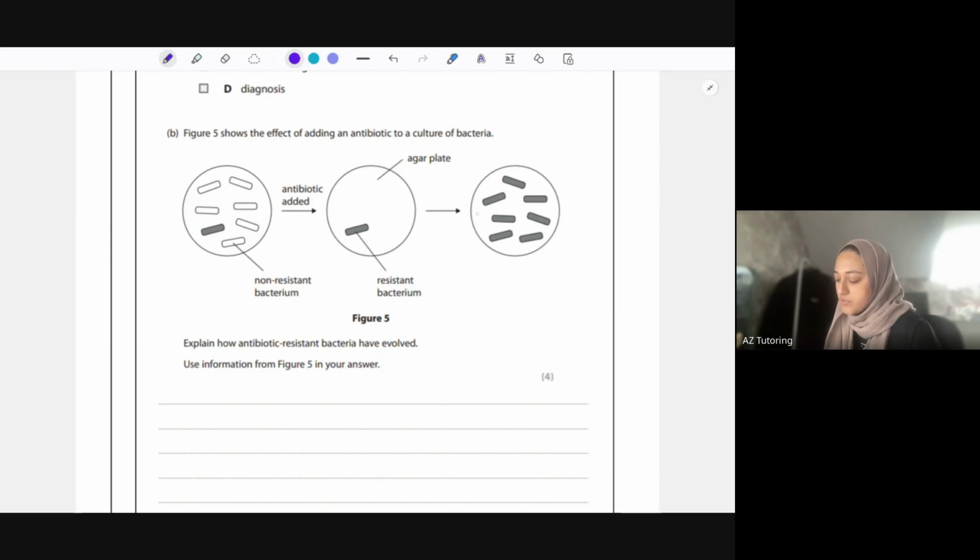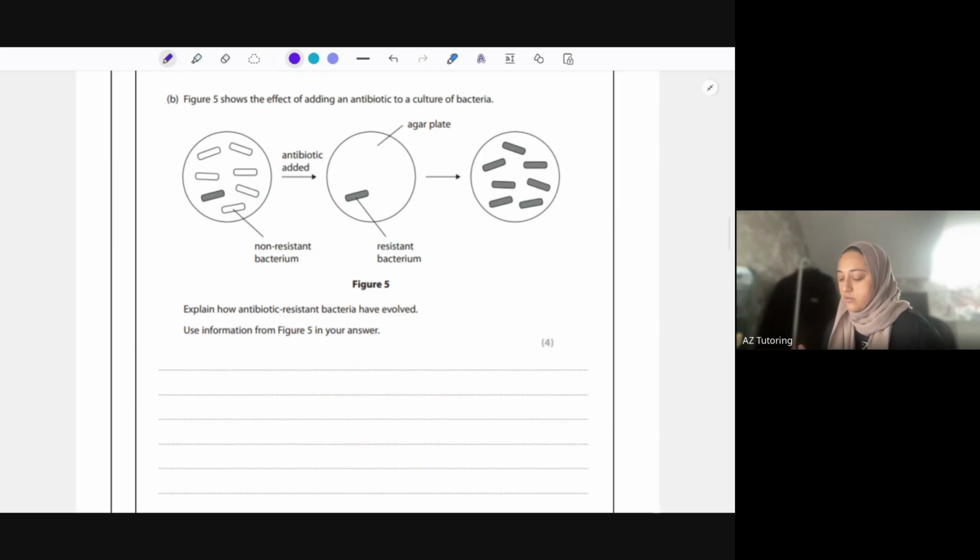And then after, you can see it multiplies. If this was in a person, that person would become ill again after taking the antibiotics because there's one resistant bacterium in there that's replicated. It says, explain how antibiotic resistant bacteria have evolved and use information from figure 5. So you can't just generically speak about antibiotic resistance, always refer back to the question.